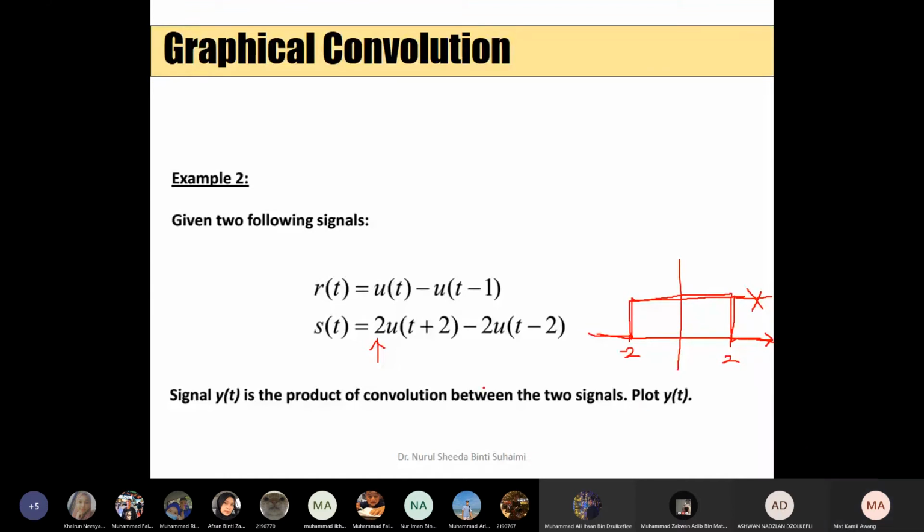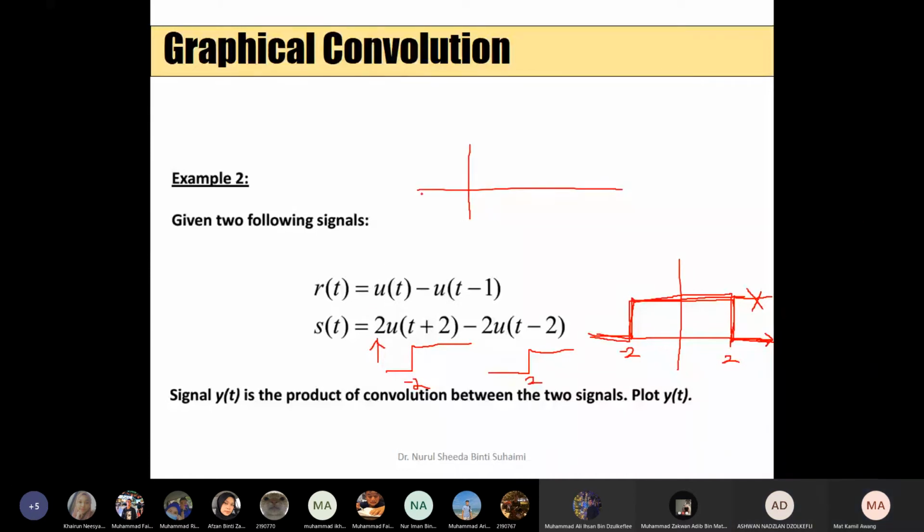Clear? So this function is at minus 2, and this one is actually at 2. So when you combine these two, you get this. Clear? So this one is like this.